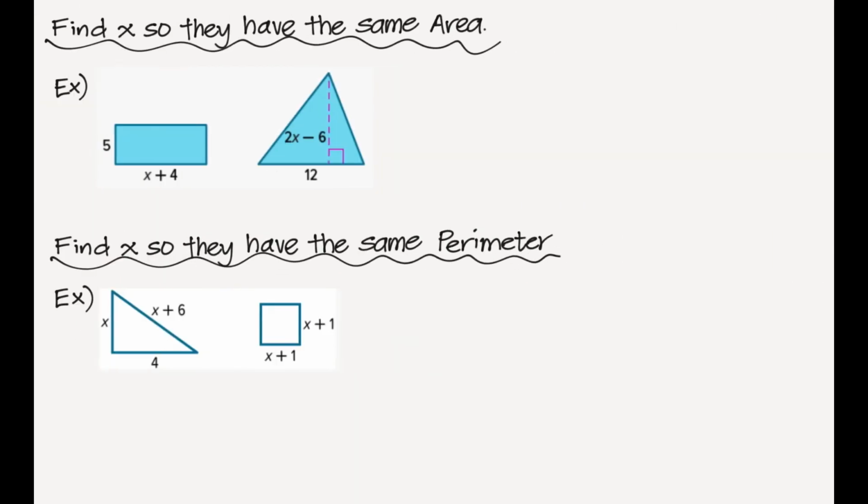This time I have two diagrams, and I'm trying to find x so that the rectangle and the triangle have the same area. So let's just review. The area of a rectangle is length times width, and the area of a triangle is 1/2 base times height. So let's plug in what we know. The length is x plus 4, and the width is 5, and that's going to be equal to the triangle, 1/2 times 12 times 2x minus 6.